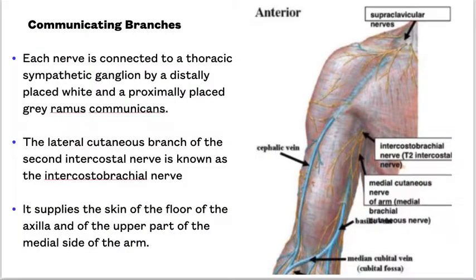Now, communicating branches: each nerve is connected to a thoracic sympathetic ganglion by a distally placed white and a proximally placed grey ramus communicans. The lateral cutaneous nerve of the second intercostal nerve is also called the intercostobrachial nerve. It supplies the skin of the floor of the axilla and the upper part of the medial side of the arm.